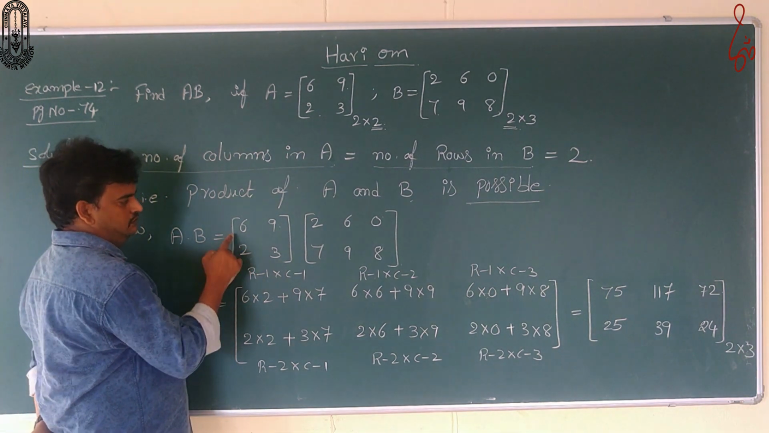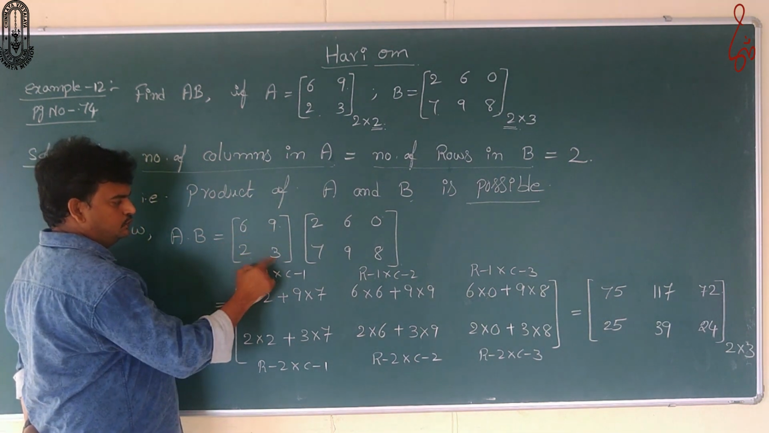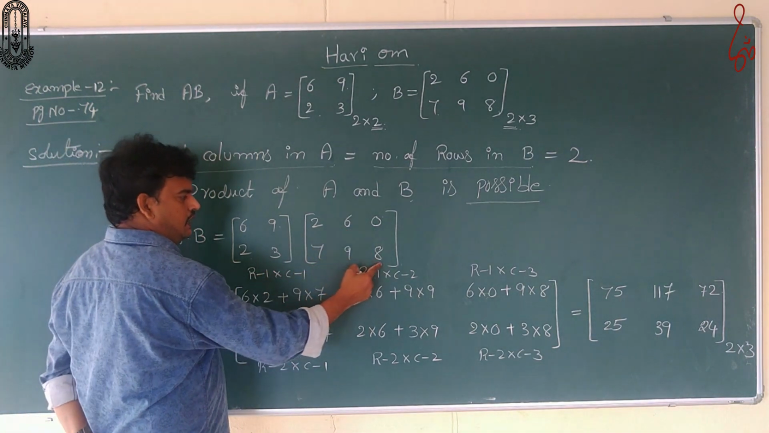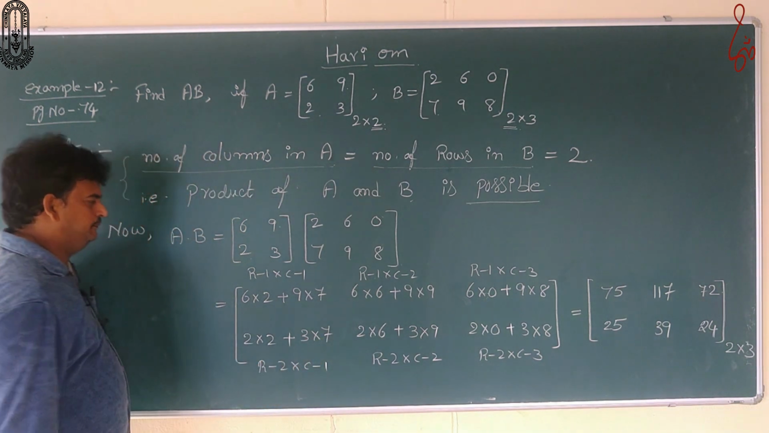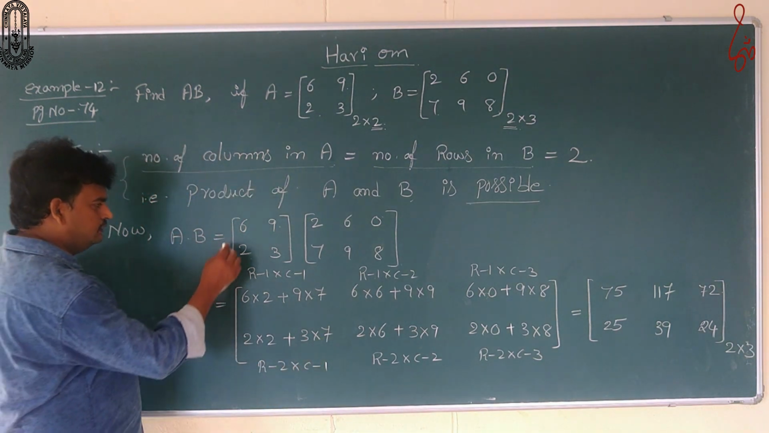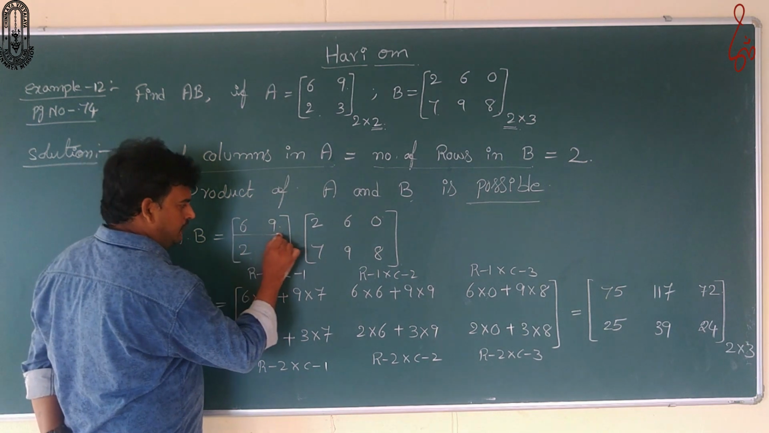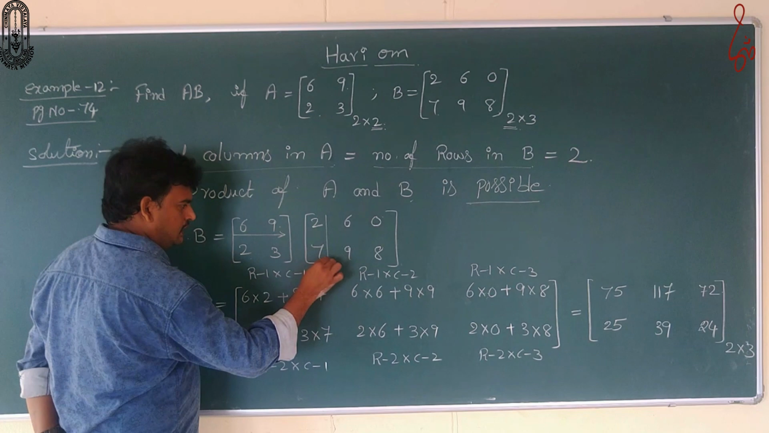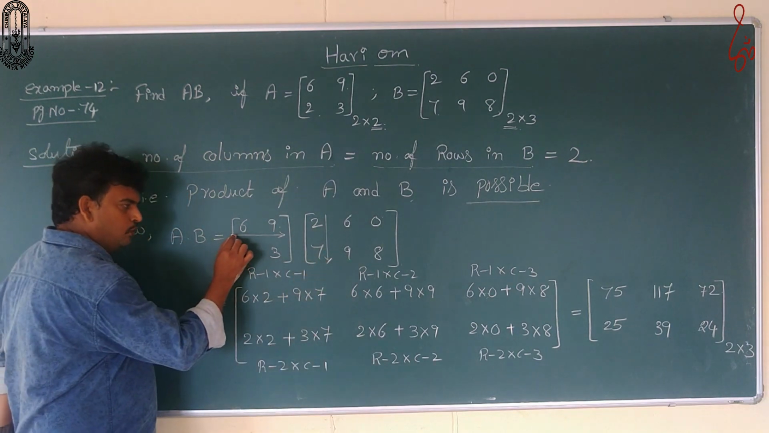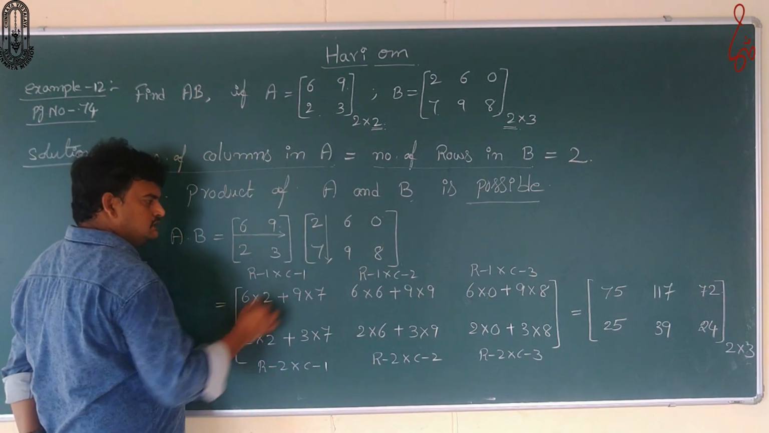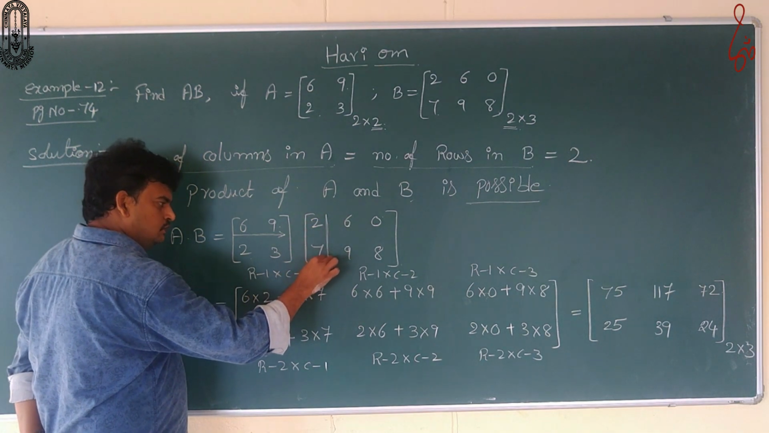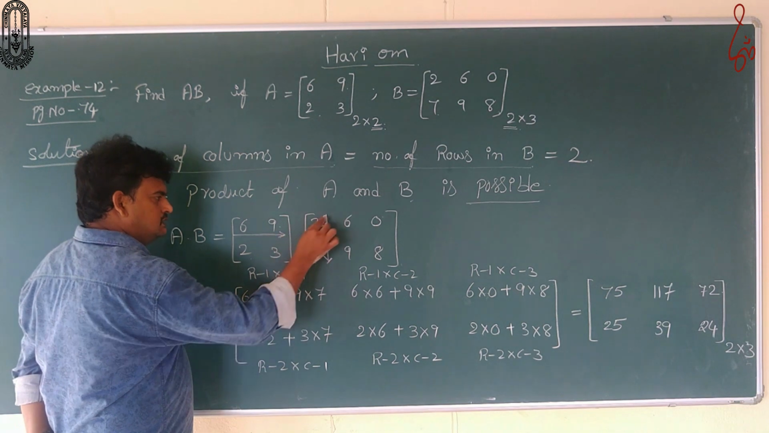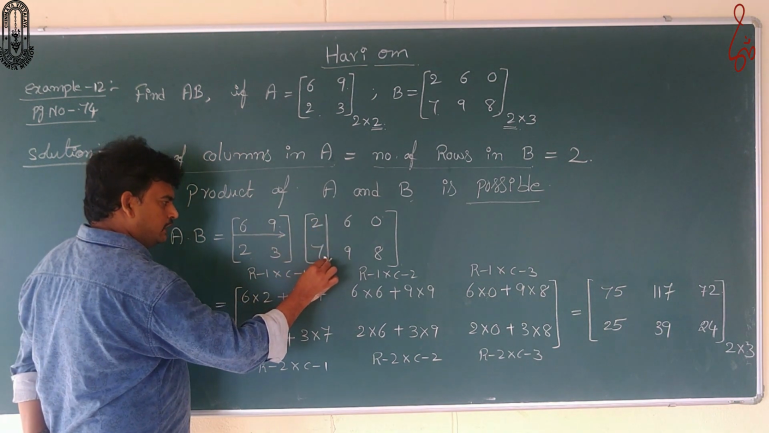Here we have matrix A: 6, 9, 2, 3, and matrix B: 2, 6, 0, 7, 9, 8. How to multiply? As we know, first we are going to multiply row 1 elements with column 1 elements. Row 1 has 2 elements, and column 1 also has 2 elements. These 2 row 1 elements and 2 column 1 elements we are going to multiply.